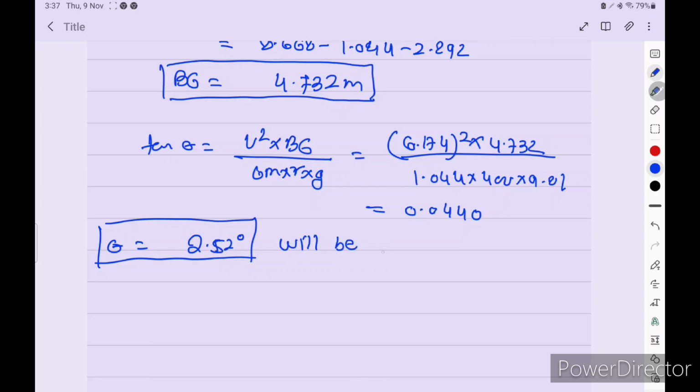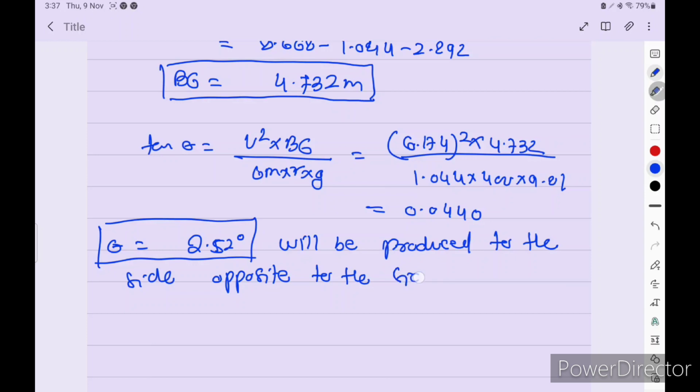The heel will be produced to the side opposite to the side of turning.